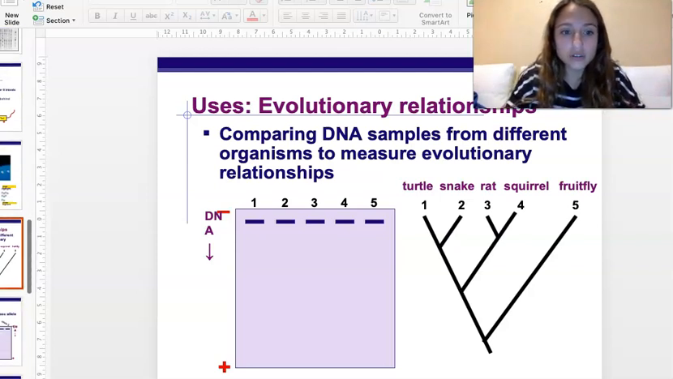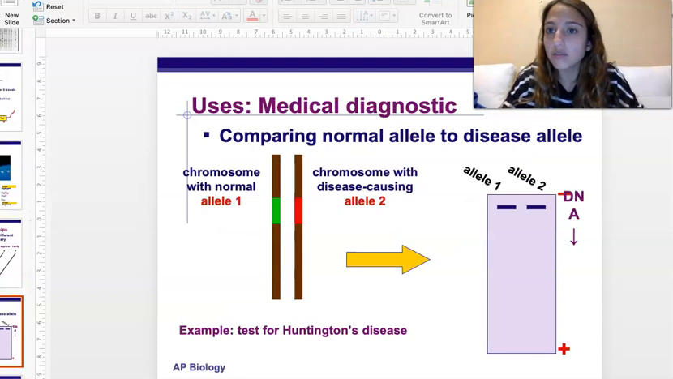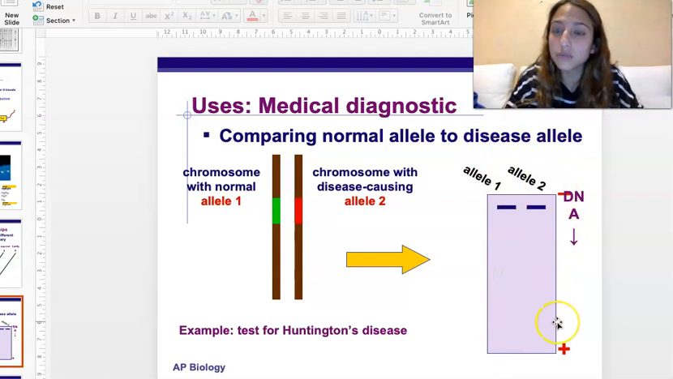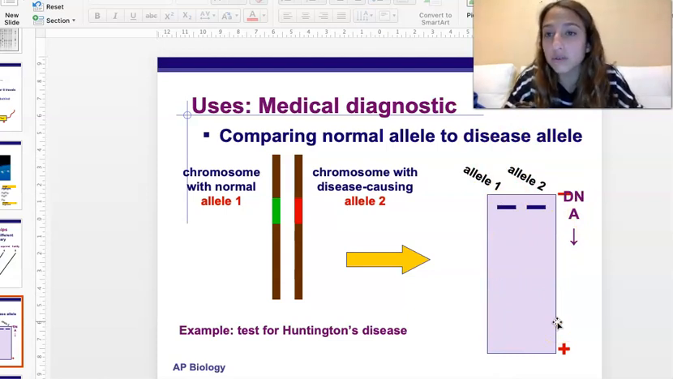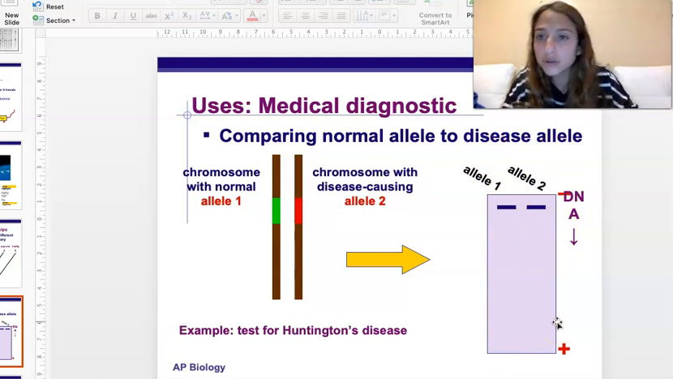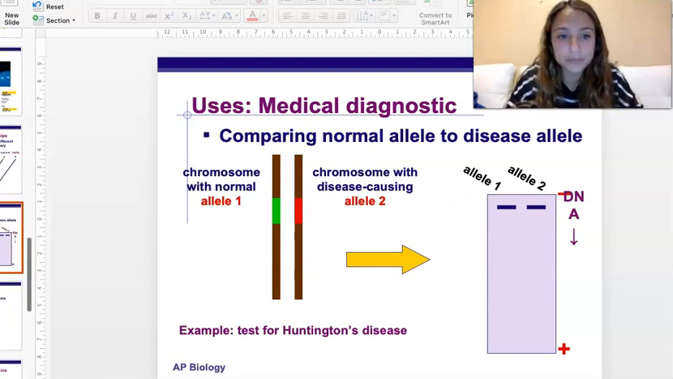Okay, you can also use this to see if a person has different types of alleles. So the alleles, remember, are going to be different because they're for the same gene, but they're coding for a different trait. So the allele number 1 and allele number 2 may have different sized fragments. Okay, so you can see if allele number 1 and allele number 2 are different, and you can see if a person is homozygous, heterozygous, and so on.